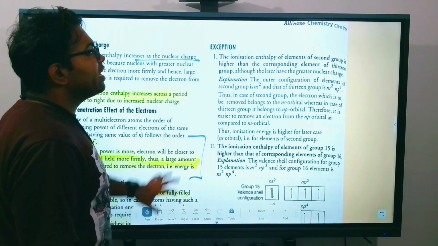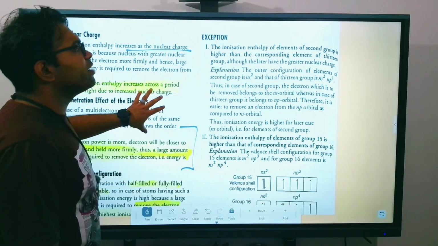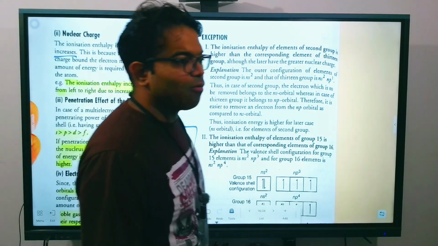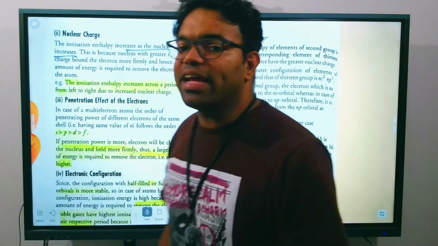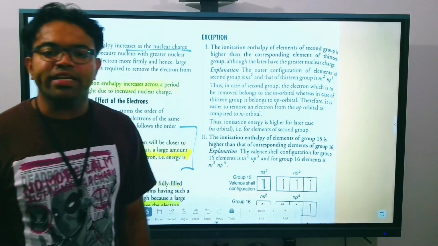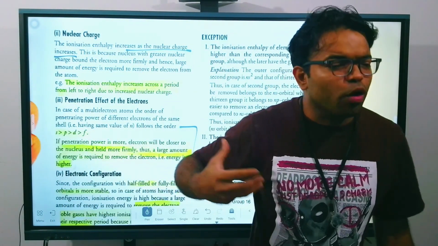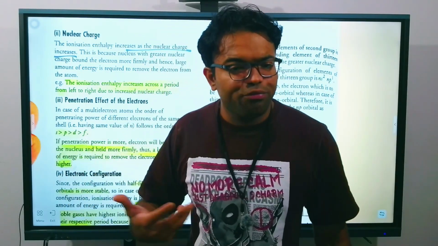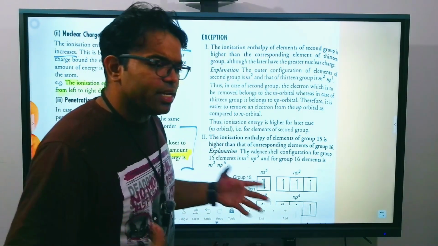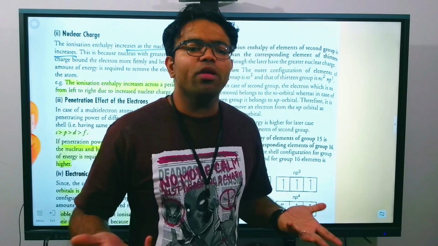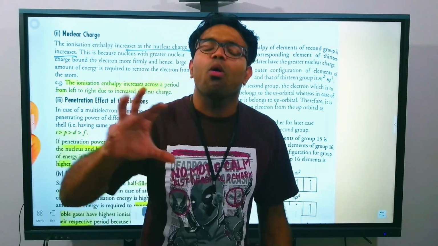What are the exceptions that we have? The ionization enthalpy of elements of the second group is higher than the corresponding elements of the 13th group. Why is it so? Because the second group elements have a completely filled s orbital, and you want to destroy that stability. Obviously, if you want to destroy their stability, you will require more energy than is needed for the 13th group.